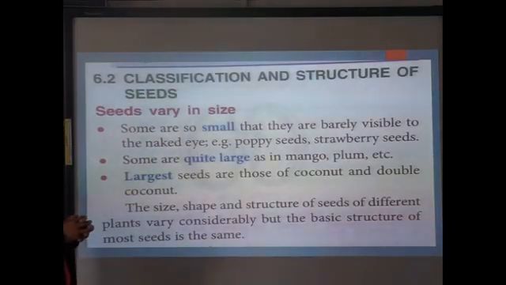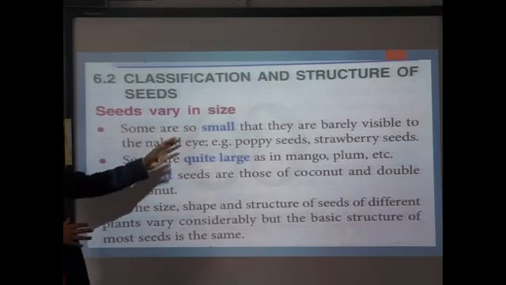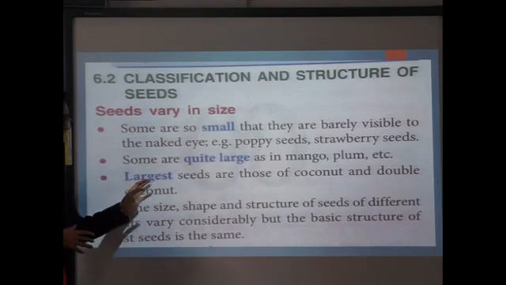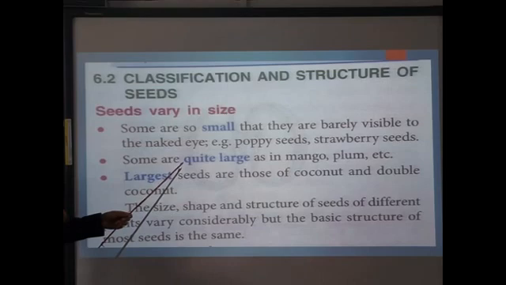Classification and structure of seeds. So we have got different shapes and sizes of seeds. That means seeds vary in size. Some of them are small, and some of them are quite large. So we'll see the smallest seeds, the quite large seeds, and the largest seeds.